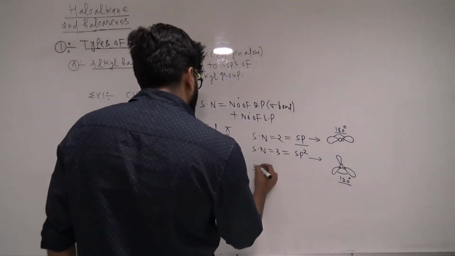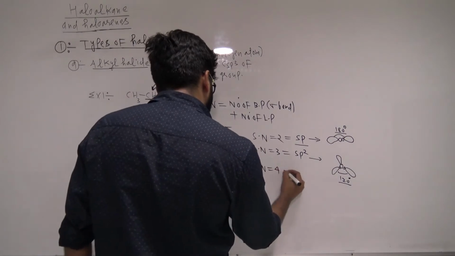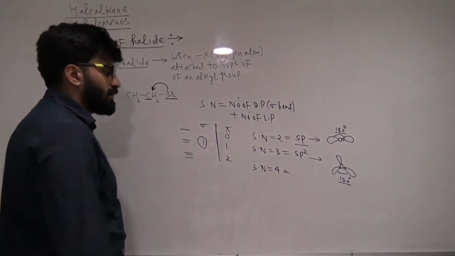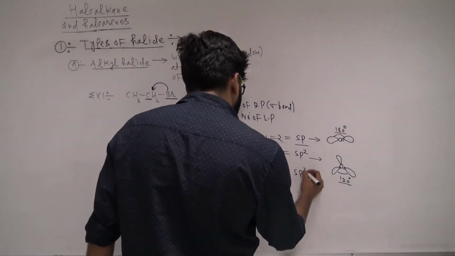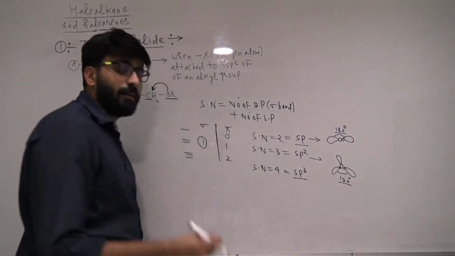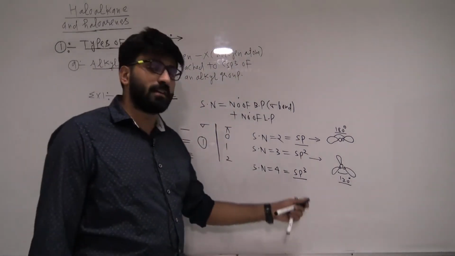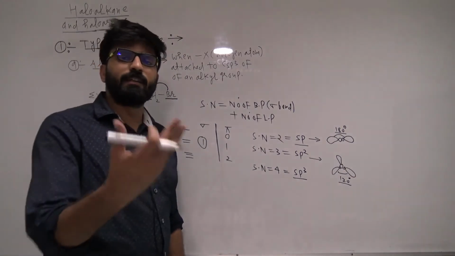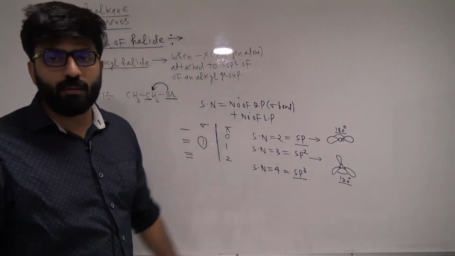Similarly, if the steric number comes out to be 4, then hybridization will be sp3. sp3 hybridization involves 1 s orbital and 3 p orbitals. So how many total atomic orbitals are undergoing hybridization?